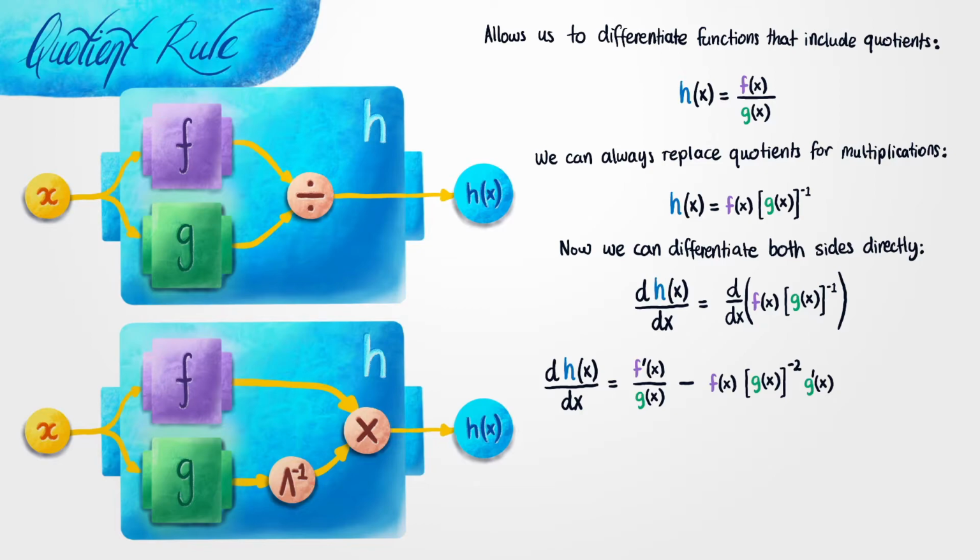And now the next step I'm going to take is I'm going to look at this g(x) to the power of minus 2, and I'm going to rewrite it as a reciprocal. So I'm going to write it as 1 on g(x) squared. Okay, so it looks like things are starting to finally clean up.